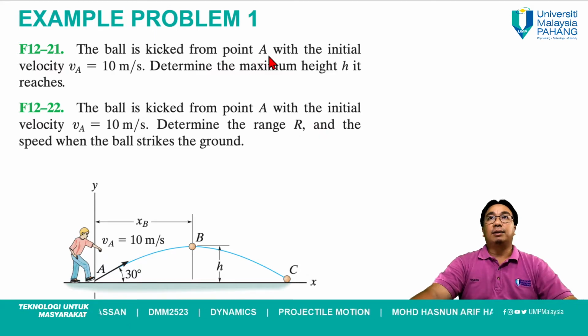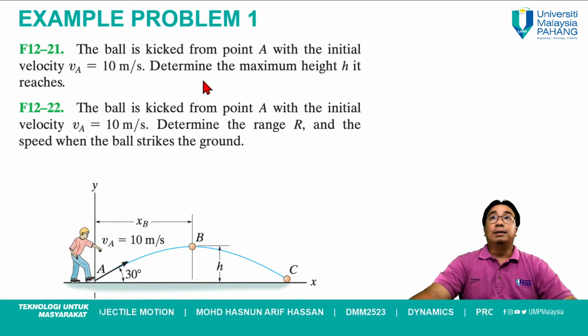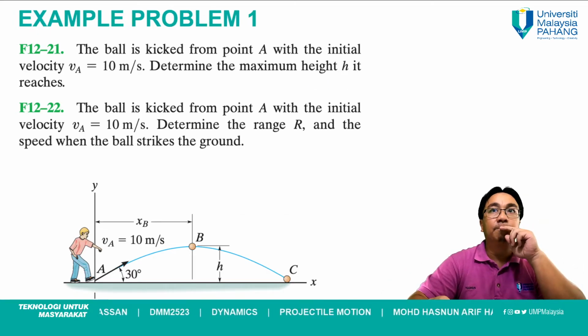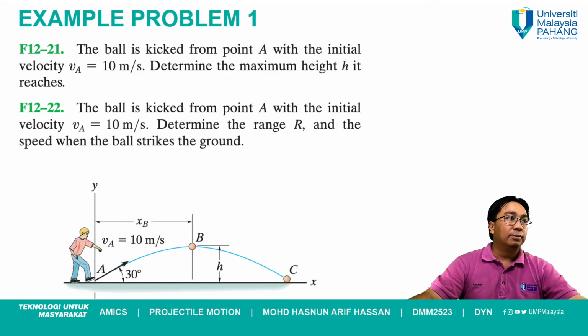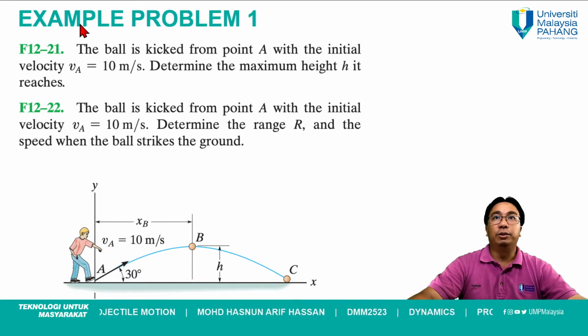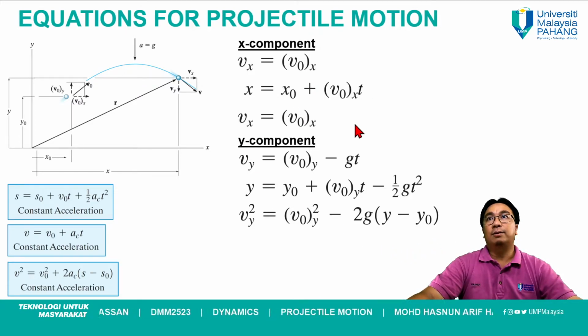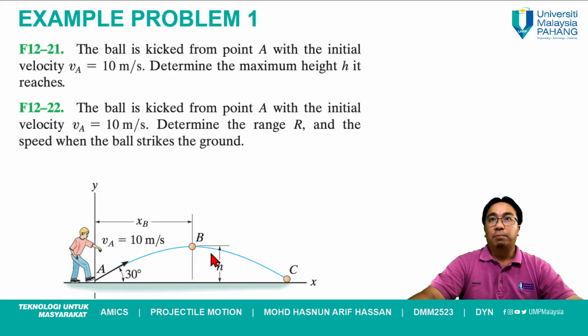The ball is kicked from point A with initial velocity VA equals to 10 meter per second. Determine the maximum height it reaches, H. Okay, sekarang ni kita nak tahu H paling tinggi yang ball tu boleh sampai. So which one should we use the equation? Kalau kita patah balik kat sini, which one? Dia nak tahu apa?